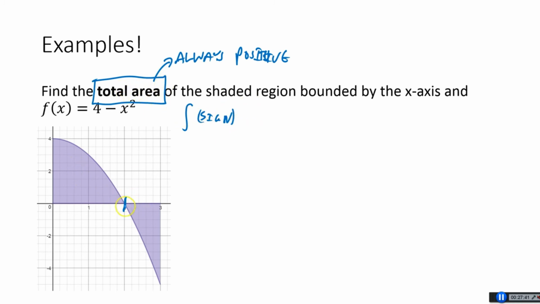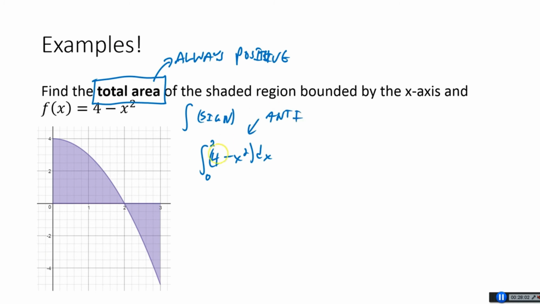Area altogether, you have to figure out which parts are above, which parts are below, and then add them together. So for this guy, we're going to have to integrate from 0 to 2 of 4 minus x squared dx. And then we'll deal with the bottom part in a second. So we need an antiderivative for this.